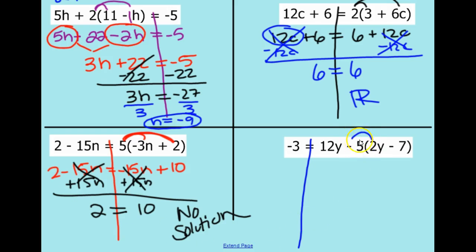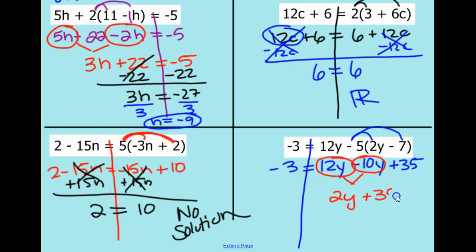Distributing here, but be careful, this is a negative 5, so negative 5 times 2 is negative 10y. A negative times a negative makes a positive 35 over here. There's a 12y and negative 3. All I did so far was distribute. Now I'm going to combine my like terms. 12y and a negative 10y. 12 minus 10 is 2y plus 35.